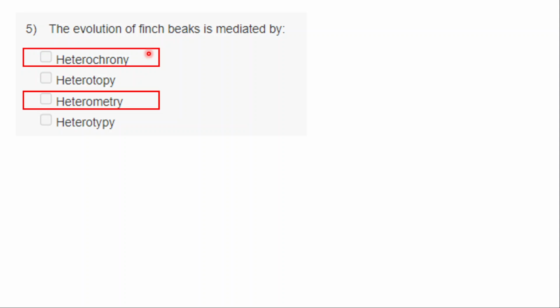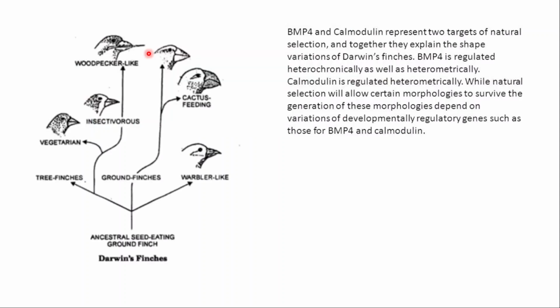So evolution of Darwin finch beaks is mediated by heterochrony as well as heterometry. We just saw an example where we had change in amounts of BMP and calmodulin. So BMP4 and calmodulin represent two targets of natural selection. Together they explain the shape variations in Darwin's finches. BMP4 is regulated heterochronically as well as heterometrically.